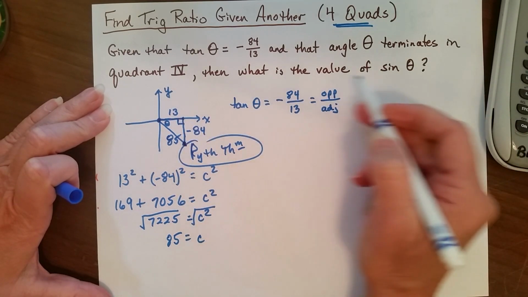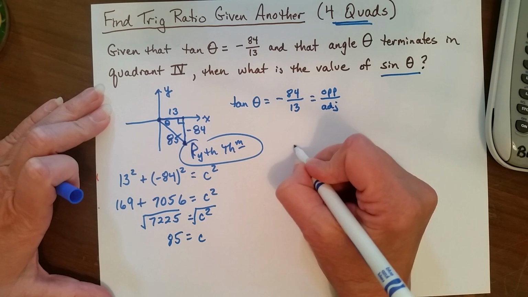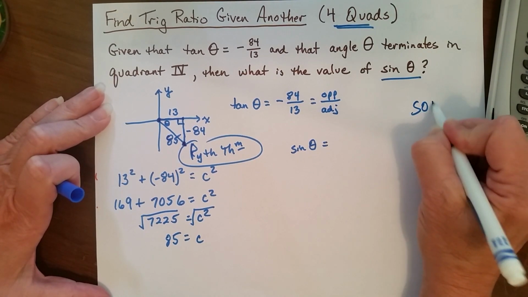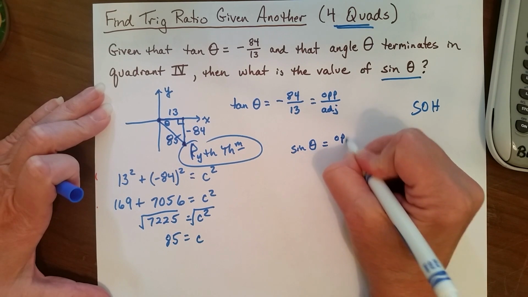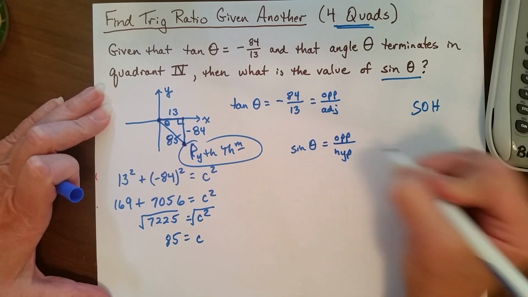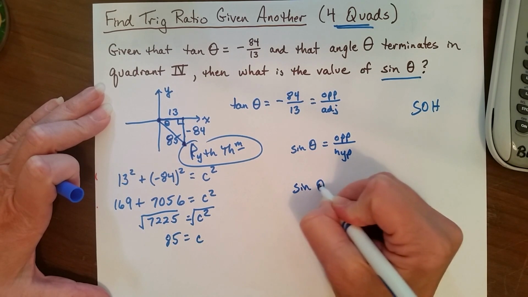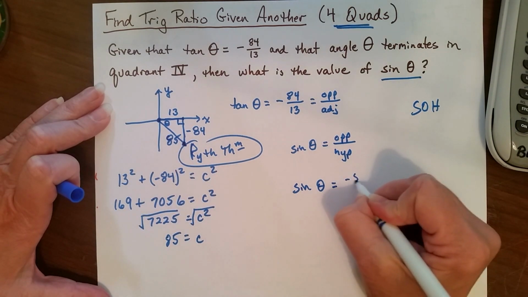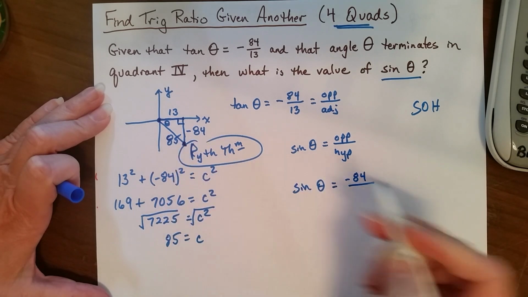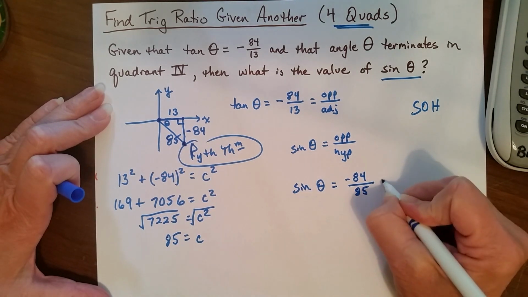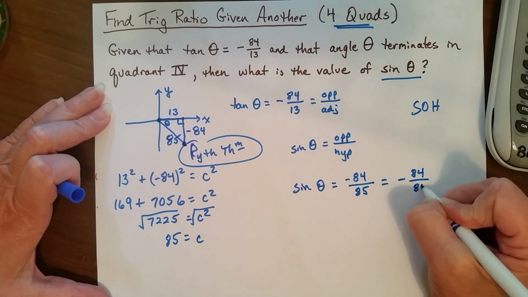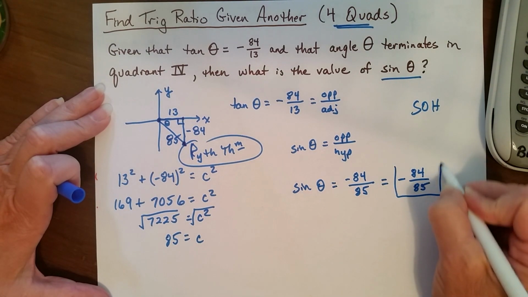Now go back to what you're asked for, sine of theta. So the sine of theta, remember SOHCAHTOA, is opposite over hypotenuse. So in this case, the opposite is a negative 84, the hypotenuse is 85. So it's a negative 84 over 85, and that would be the sine of theta.